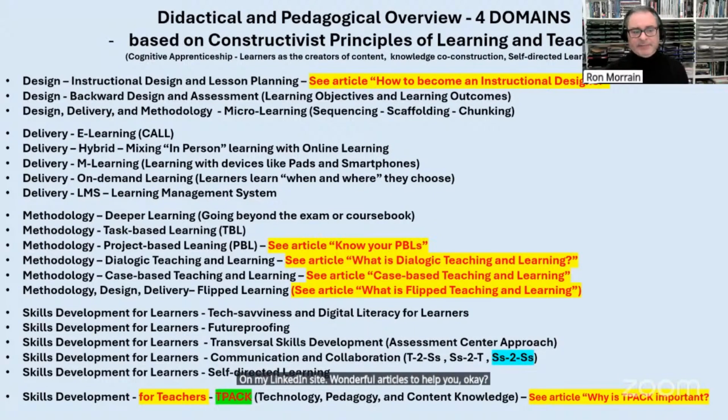But remember, it's about design, it's about delivery, it's about methodology, and it's about skills development.